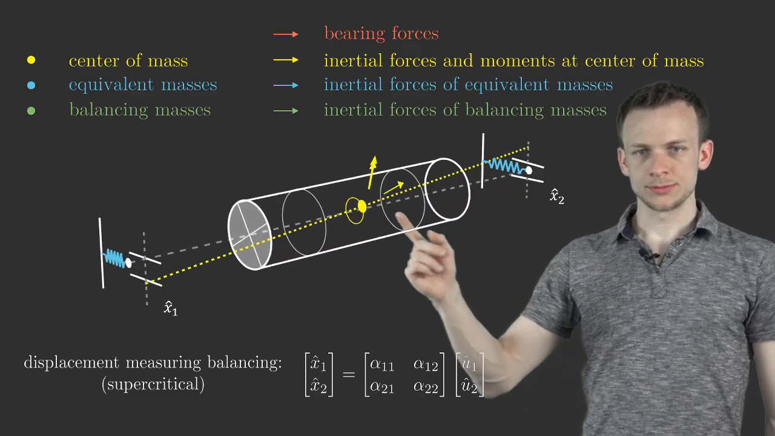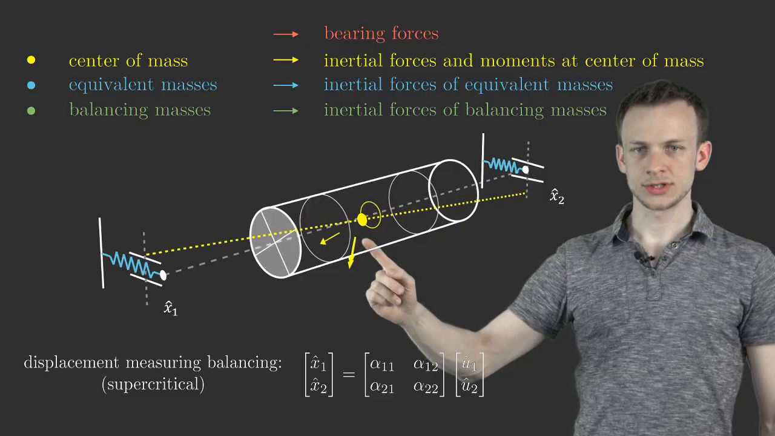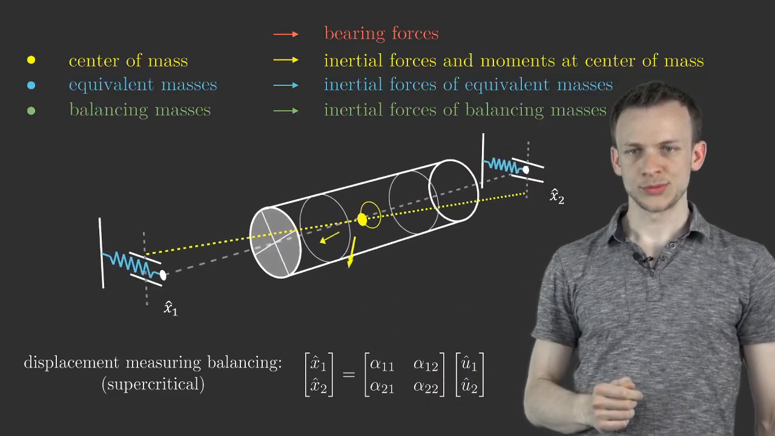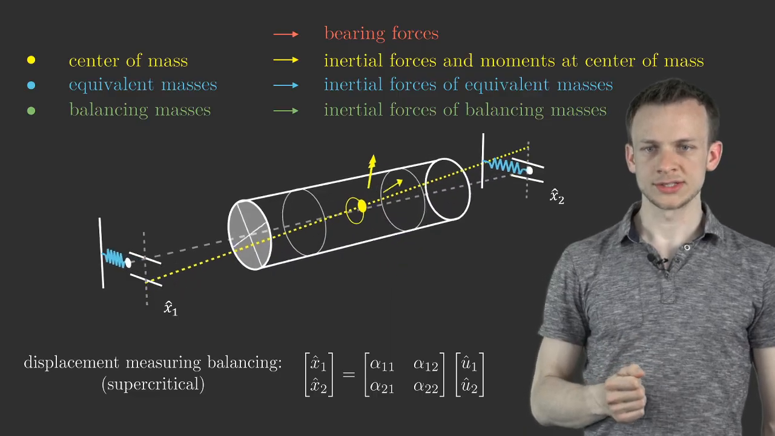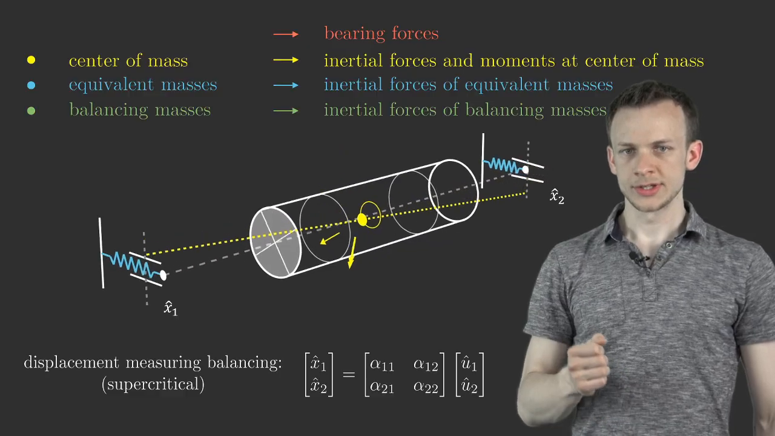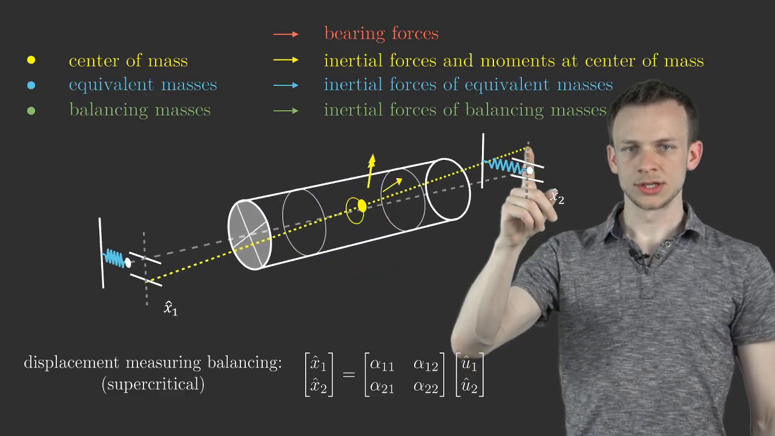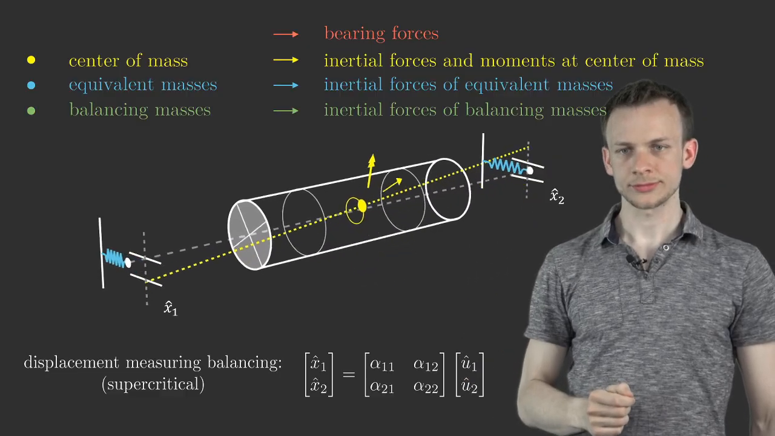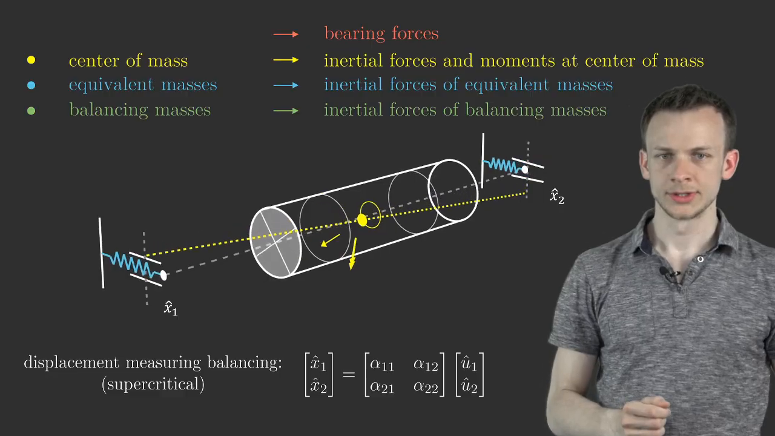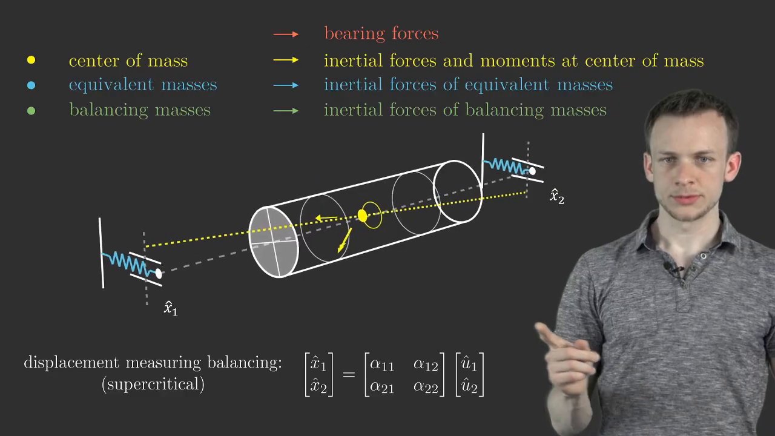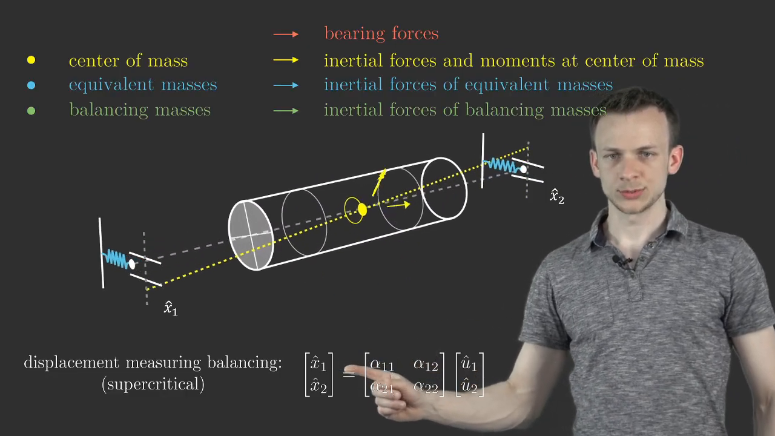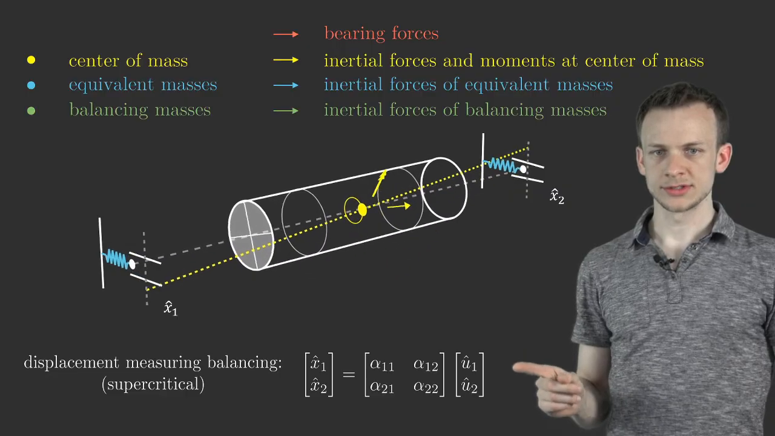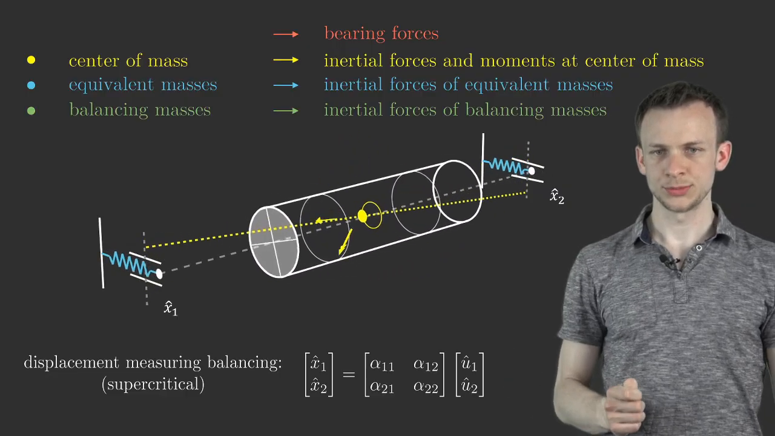And in our original system, we know that we have center of mass, which is not on the rotational axis, and also the principal axis is not on the rotational axis. But what we can see here, if we operate now in the supercritical region, is that the rotational axis at the ends would only move in vertical direction. So it's possible now to find a relationship between x1 and x2, so between the displacements at both sides and the imbalance of the system, u1 and u2, that needs to be compensated.